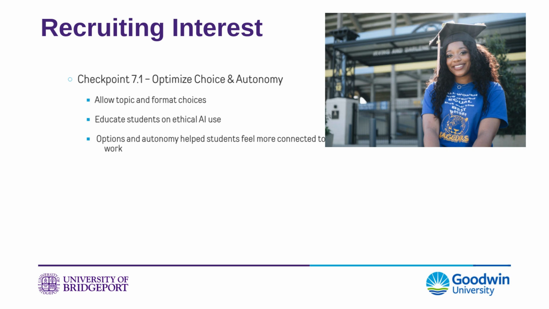One of the first steps I did was to optimize choice and autonomy, and this aligns with checkpoint 7.1. By allowing students to select from multiple topics and formats for their assignments, my hope was that they gained a sense of control and ownership of their work. I never choose the topics for the students. We know this is important for engagement.